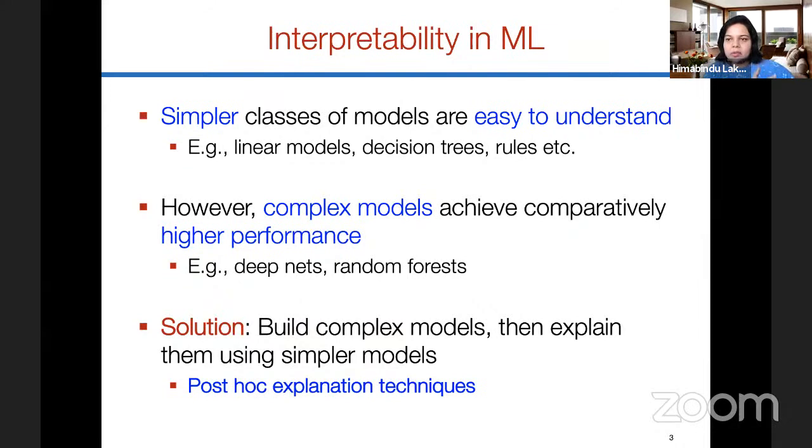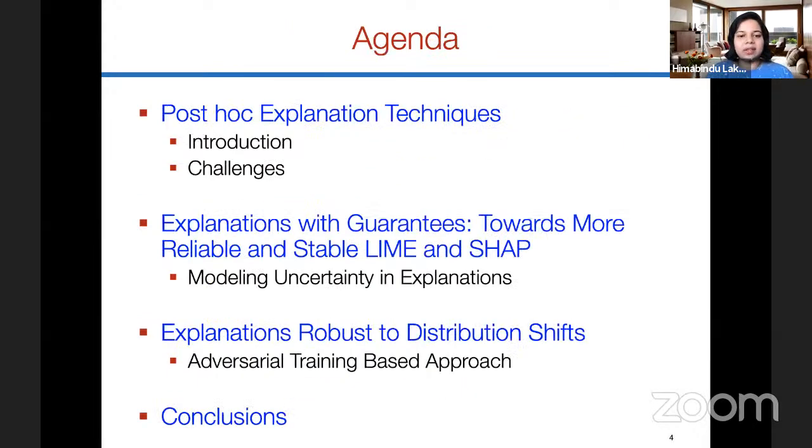So build as complex a model as you want, make it as accurate as possible, and then leave that model as it is. Then use some post hoc approaches to explain these models using simpler techniques, right? Like again, the simpler models or simpler techniques could themselves be linear models or simple rule based models and so on. So, this broad class of approaches that fall under this category have been called post hoc explanation techniques, right? So, that's roughly what I mean when I say post hoc explanation techniques. And most of this talk is about post hoc explanation techniques, right?